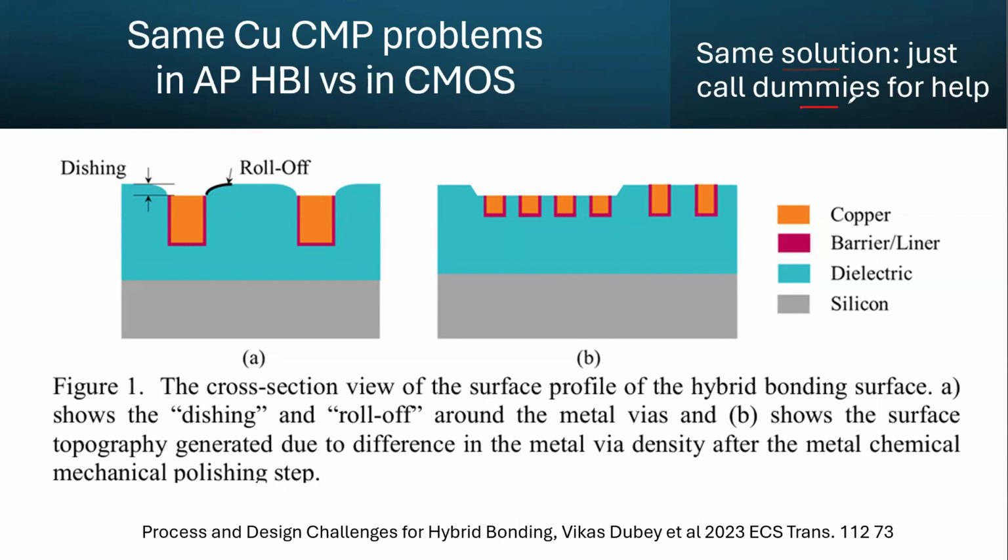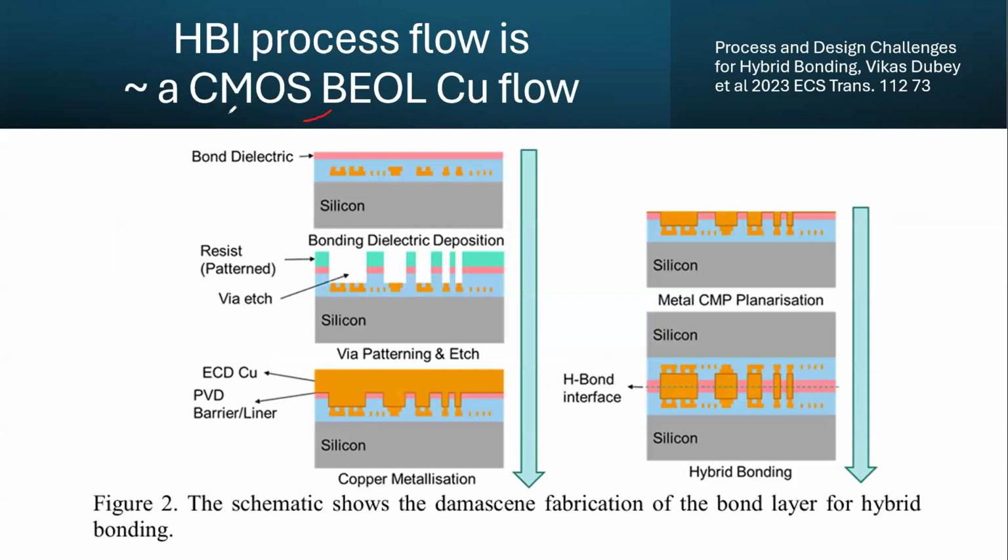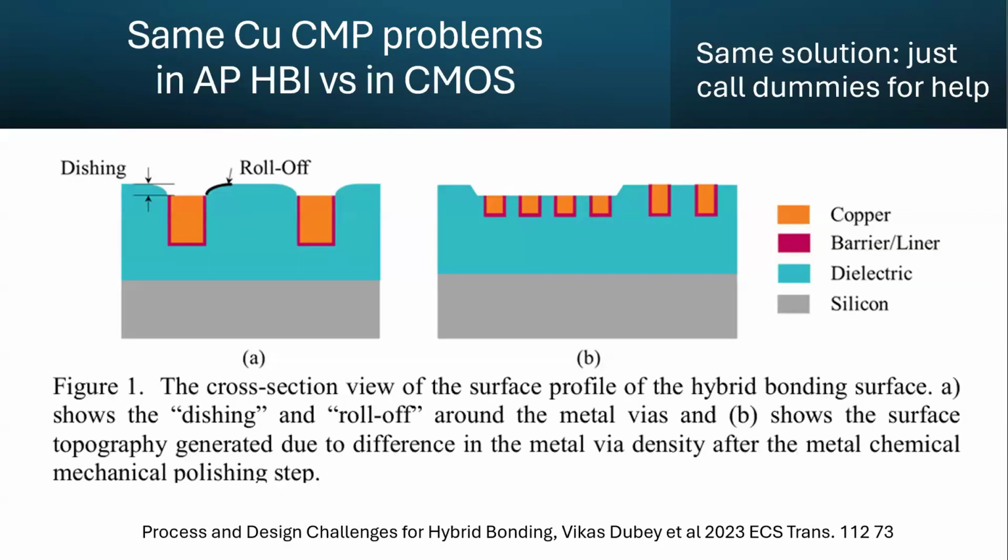What do you do? You call dummies for help. You just have to make dummy fill. So the circuit designer needs to take this into consideration, right? And so this is where you learn from the CMP process in the regular CMOS. From the regular CMOS, you learn your copper dual-damascene, you apply it to advanced packaging for your HBI, and you have the same problem, you call out the same dummy for help. That's a given.